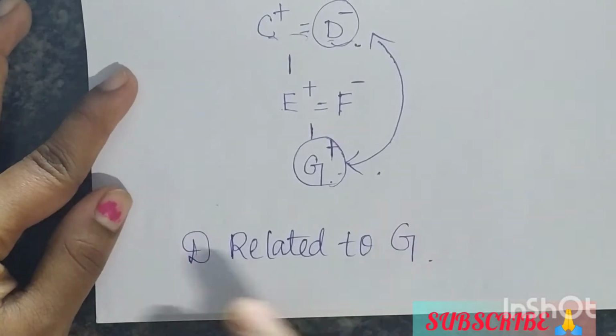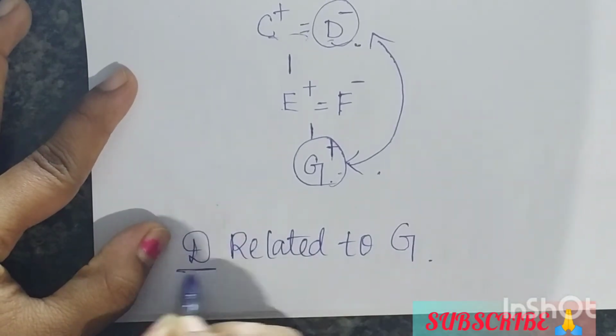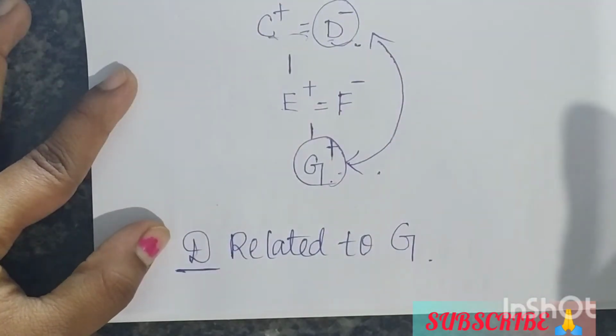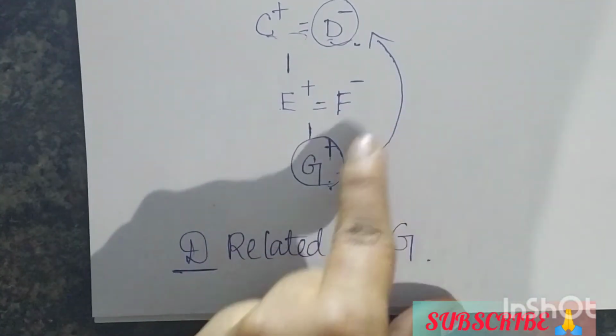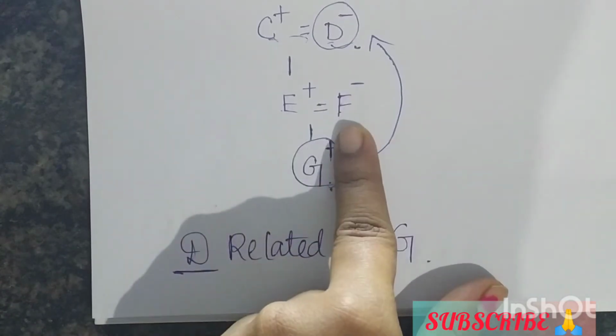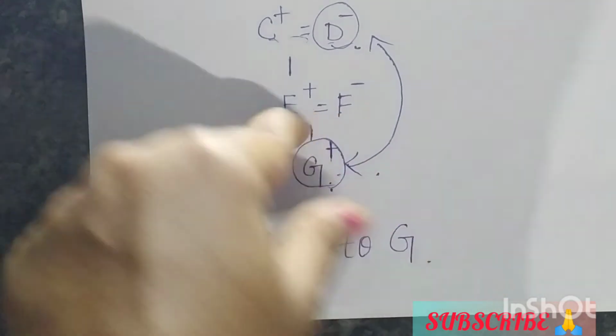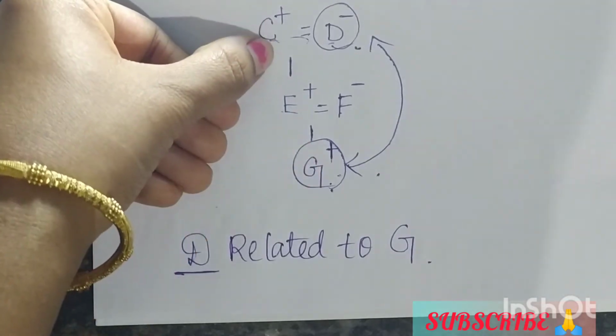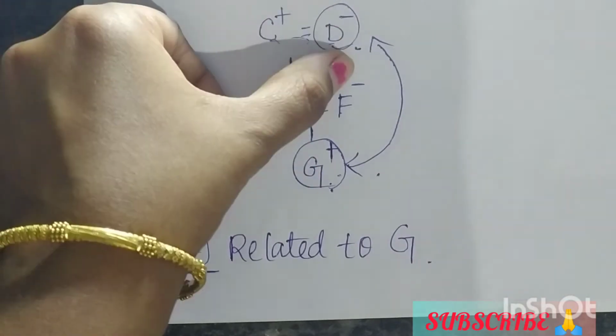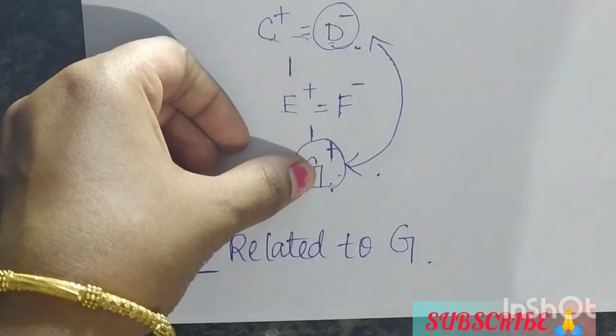D is grandmother of G because, parents, right? G's parents are E and F. Then E's father is C. Then for G, C will be grandfather. Then wife will be obviously grandmother for G. So the relation is grandmother.